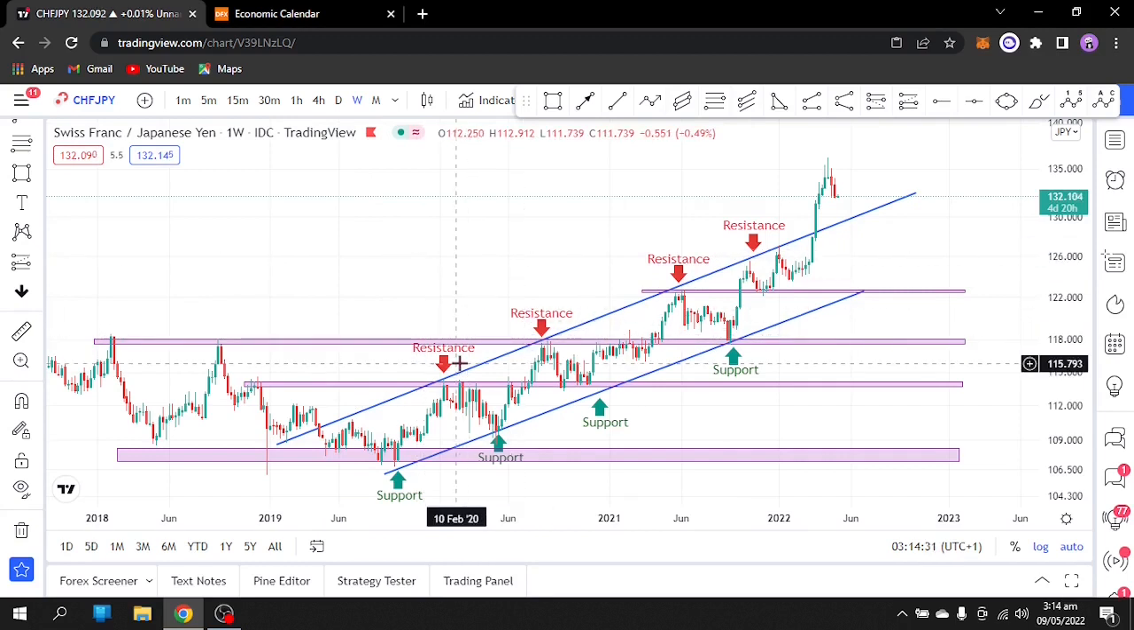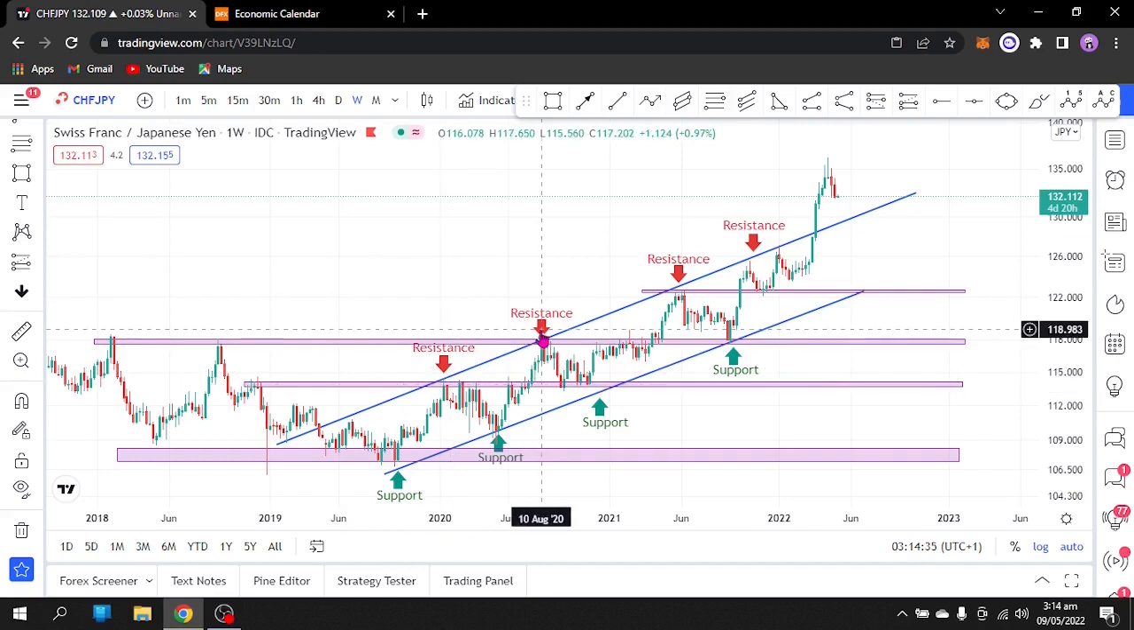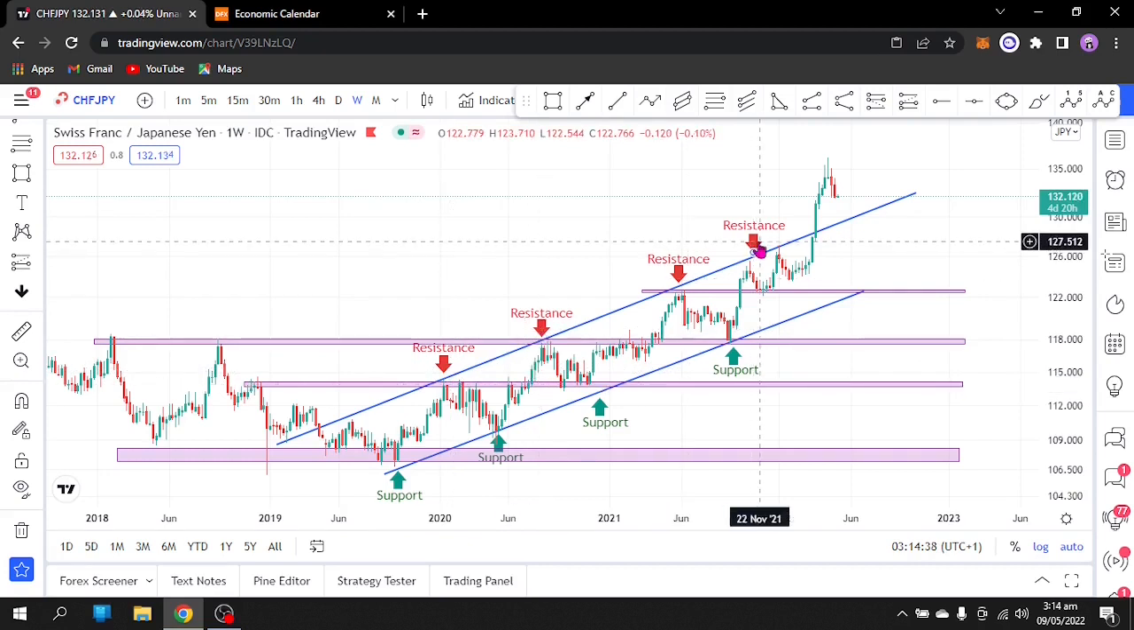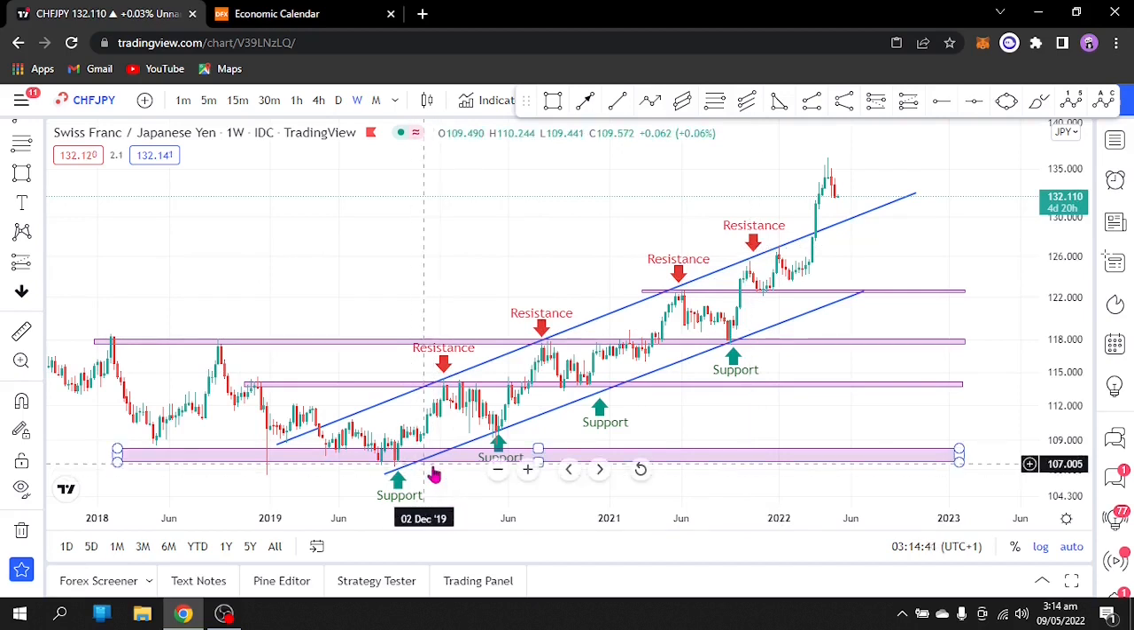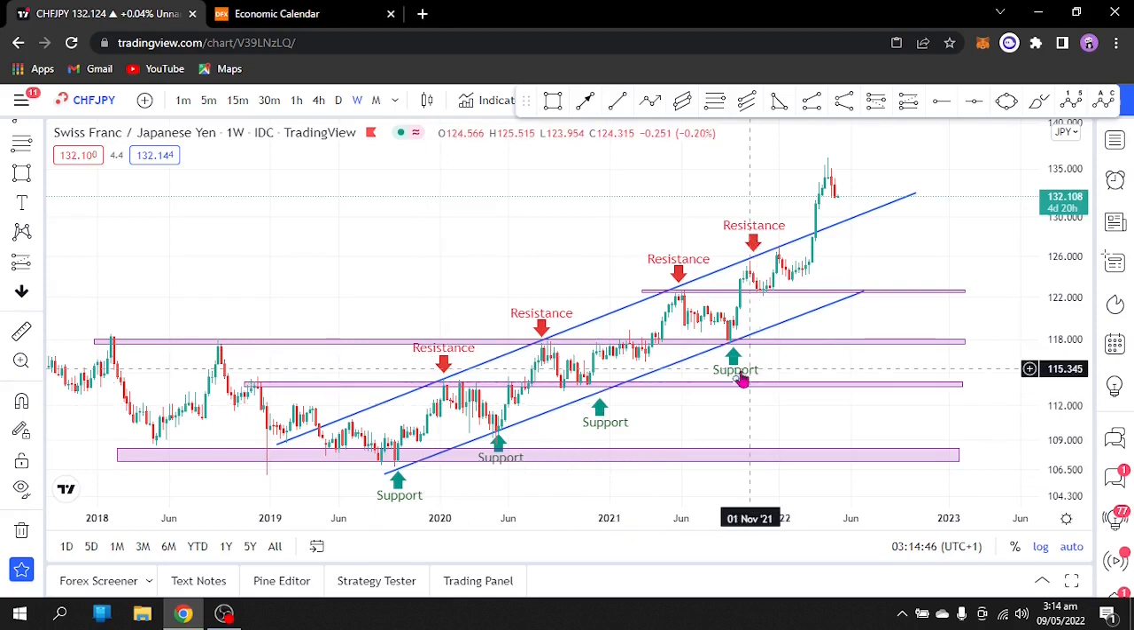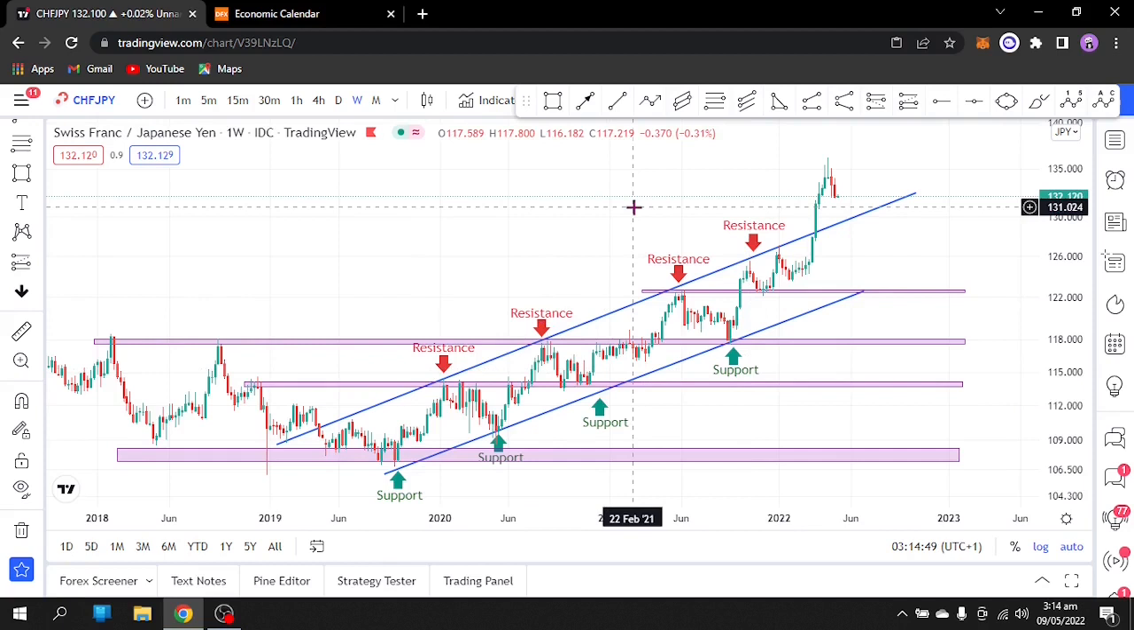You can see I've indicated that this is my resistance, here is my resistance, here is a resistance, here resistance, and also our support level. Here is a support level, support level, support level, here also support level. You can see that whenever price reaches a support or resistance level, there's a high probability or high chance that it will reverse. The fifth step I take is to check if I have a confluence.